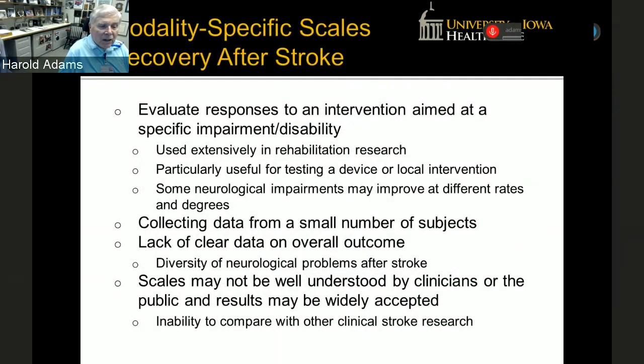Modality-specific scales are primarily used in rehab. It's looking at a device or local intervention and may involve impairments that may improve at different rates. These can generally be done in smaller numbers of patients, but they have not much information about overall outcome, and these may not be understood well by the public, by clinicians, or governmental bodies.